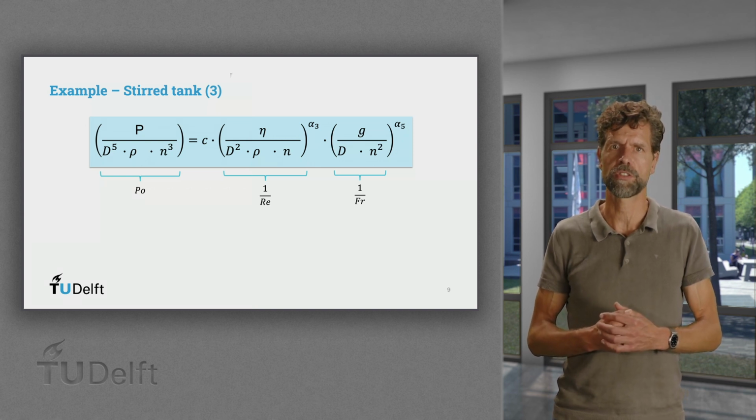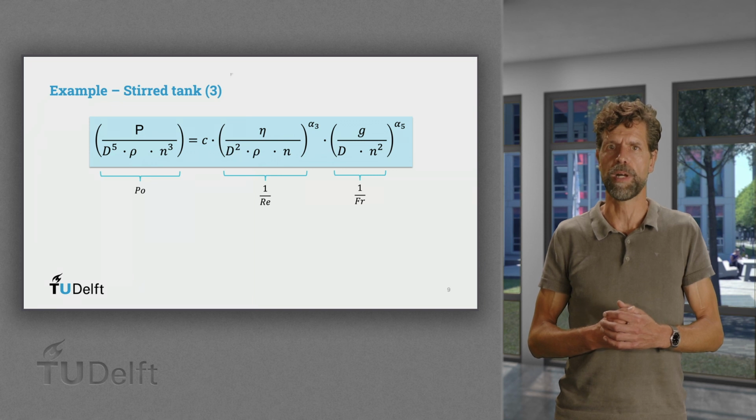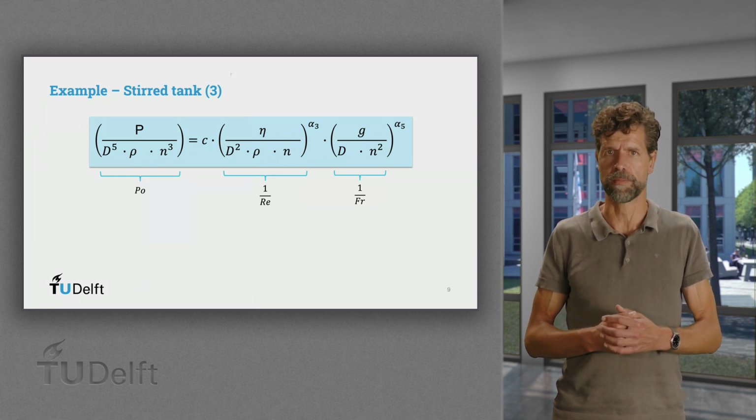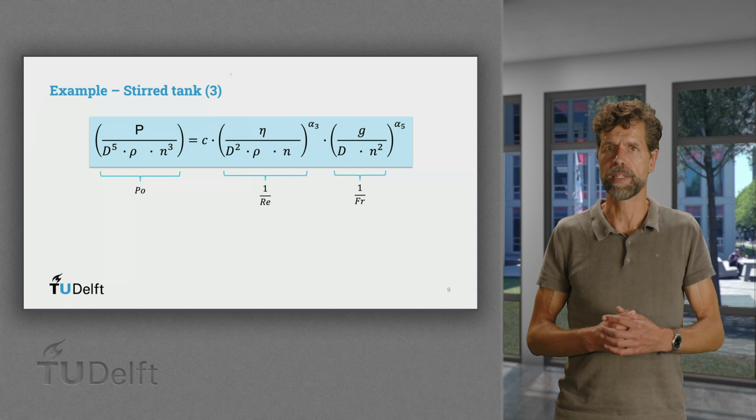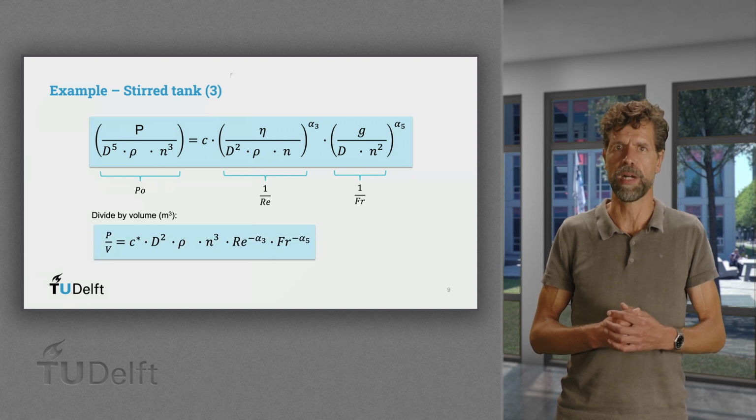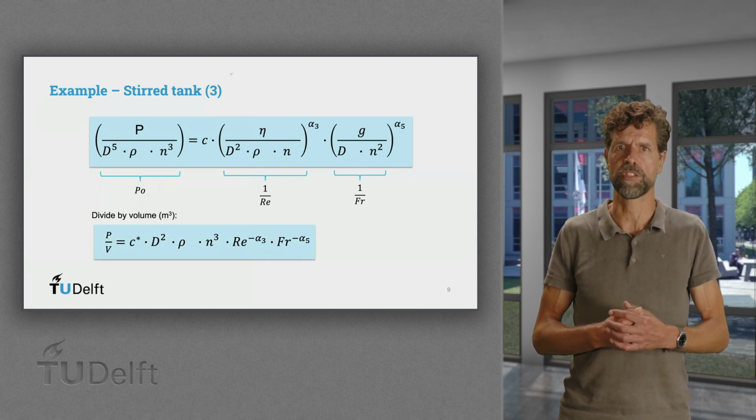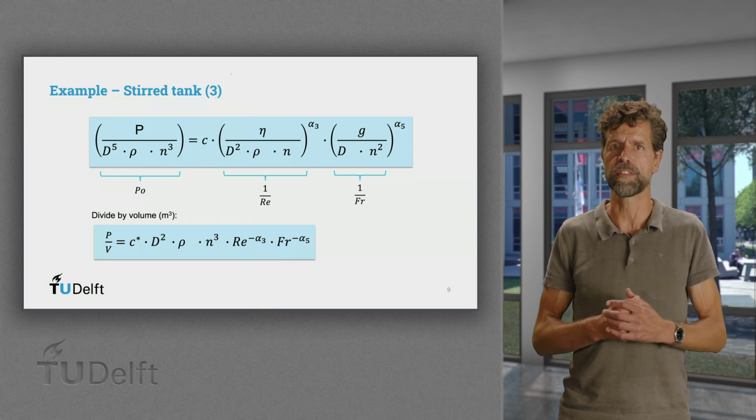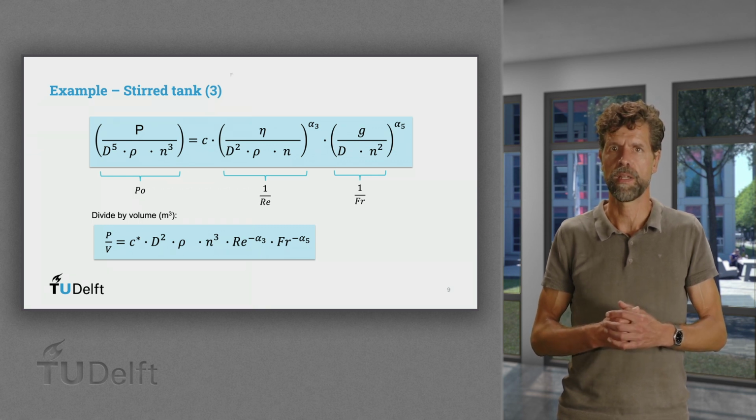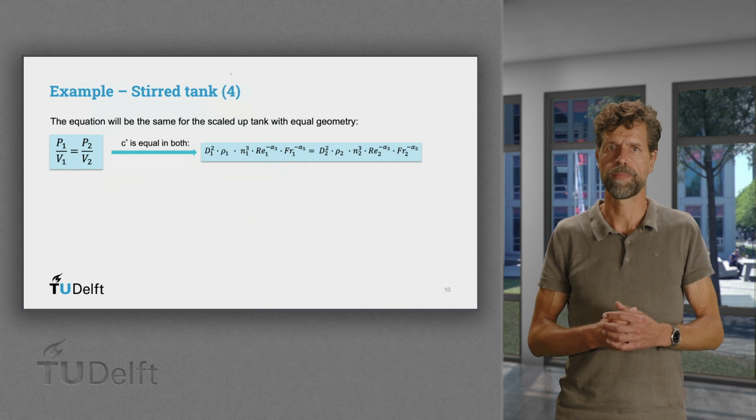Our original question was, how do we keep the volumetric power input the same while scaling up the stirred tank reactor? Well, we can write our overall expression for the power as obtained from dimensional analysis for the 2 scales and divide by the respective volumes. The 2 scales must be equal.